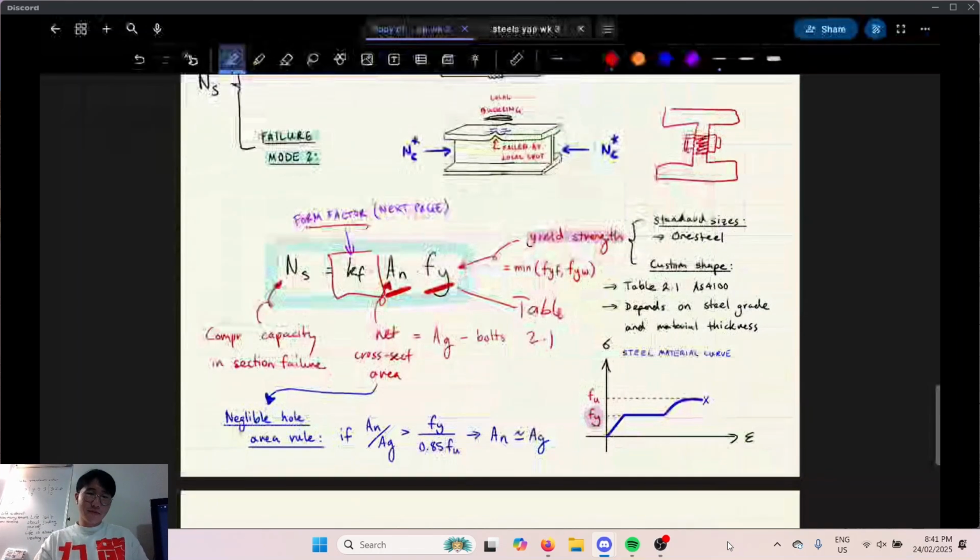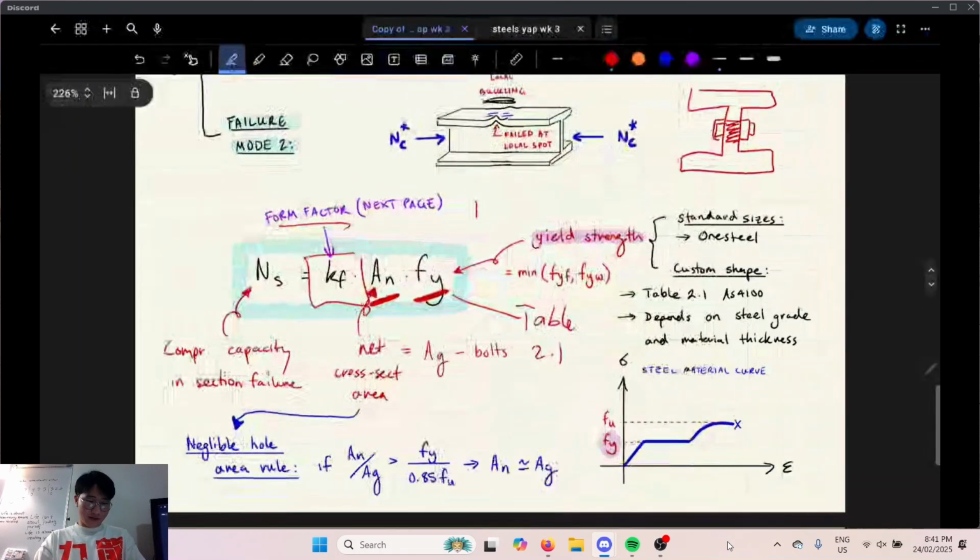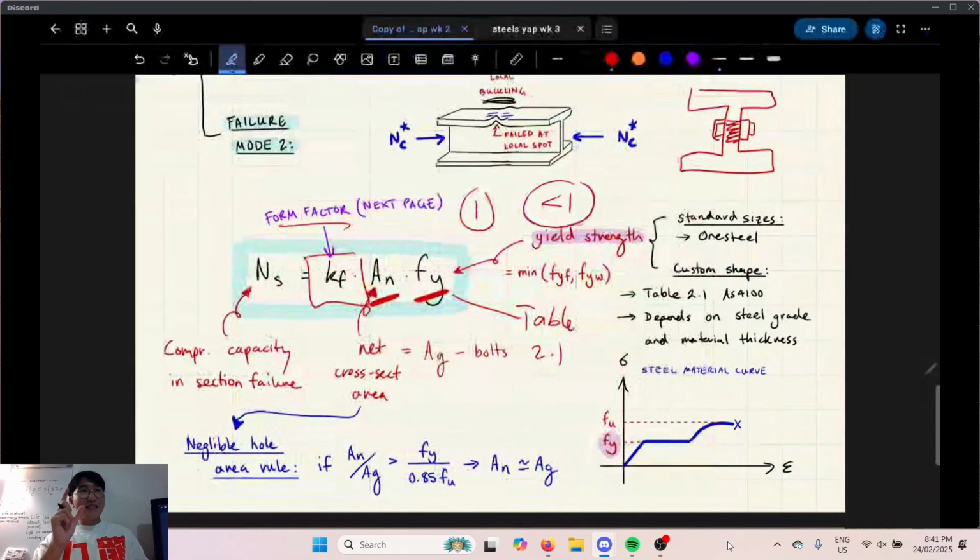But basically, this number, it's a TLDR, can be 1 or it can be less than 1. So 1 means it has full strength, right? What does that tell you about local buckling? If it's 1, it's not going to buckle. None of the section buckles if it's 1 because it has its full strength.